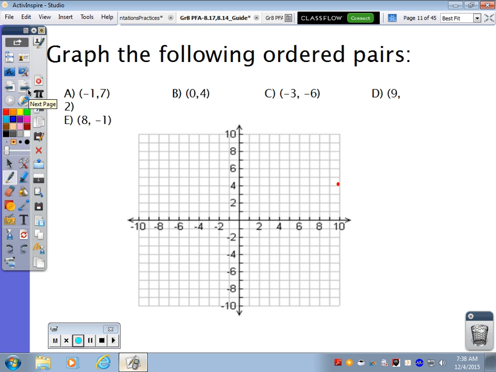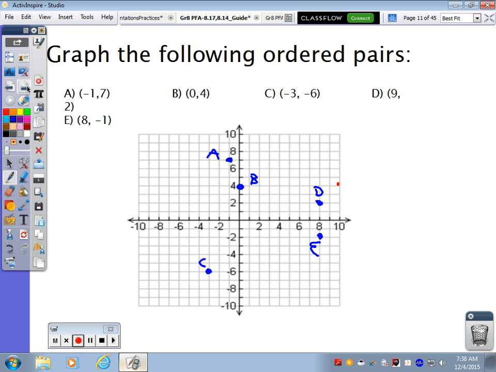So when you go to graph the following ordered pairs, remember you always start at 0, 0. You go -1, 7 is to the left, -1, up 7, and that's point A. B would be 0, 4, so you don't go right or left on the x, but you go straight up on the y, and that's your B. -3, -6 is going to be in your third quadrant, and that's going to be point C. And 9, 2 is going to be D, which is in the first quadrant, and 8, -1 in the fourth quadrant. And that's E.